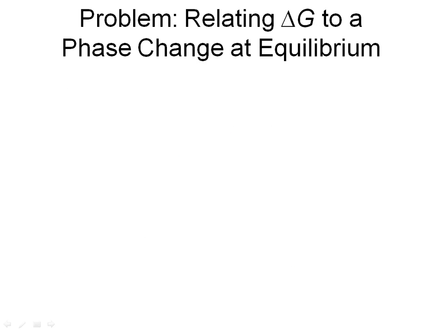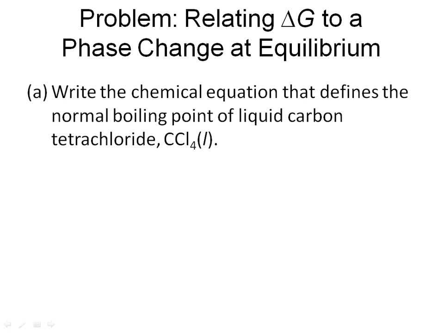So let's try a problem. We're going to relate our value for delta G to a phase change at equilibrium. So first of all, let's write the chemical equation that defines the normal boiling point of liquid carbon tetrachloride, CCl4. This was used as a dry cleaning fluid for a long time. Probably some places still use it. It is carcinogenic, so it's not very good for you. I would recommend going ahead to pause the video and write a quick little equation to represent the boiling of carbon tet.